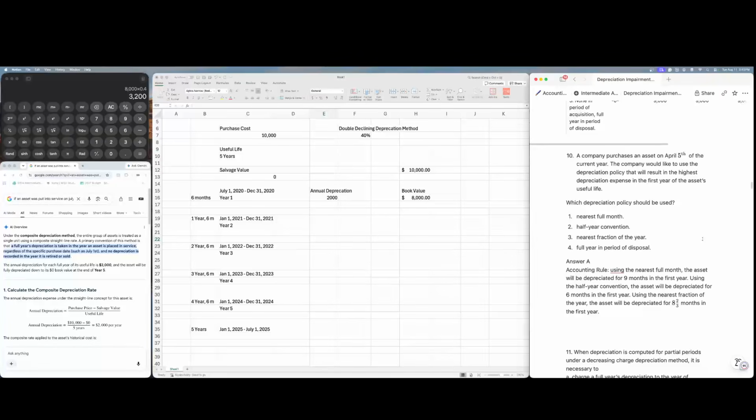Using the nearest full month, if it was placed in service on April 15th or April 5th, then the nearest full month would be January, February, March. So it'll only be 3 months, although technically it's been 5 months after the start of April, but the full months are only 3 months. But if it was April 29th, then you would say that'll be 4 months, the nearest month, 4 month convention.